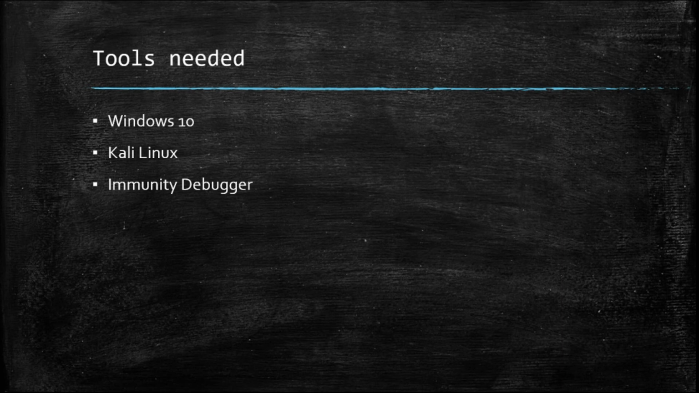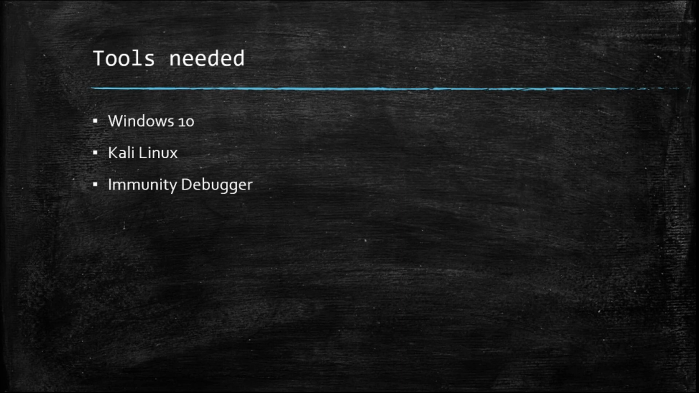Now, all these tools, just go to Google and search for it, download it. I won't show you how to download Windows 10 or Kali Linux. I mean, a simple Google search will do. So I'm just going to show you how to download Immunity Debugger and one other tool that we are going to use to make our work faster.